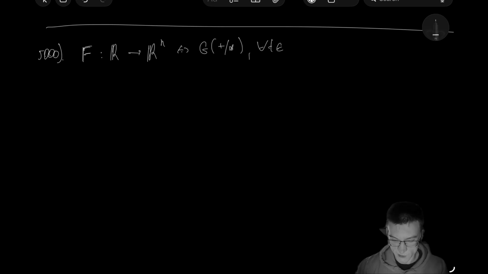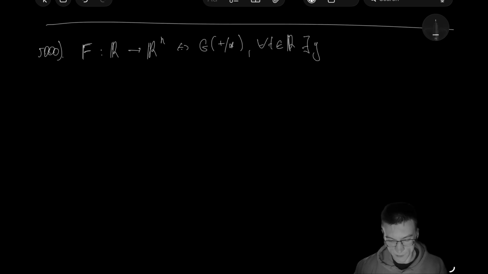For any scalar value which belongs to the field R, there exists some vector. Well, let's call this vector y for this case, and this vector y belongs to the n-dimensional vector hyperspace, and it is essentially by definition the result of f taken at t.